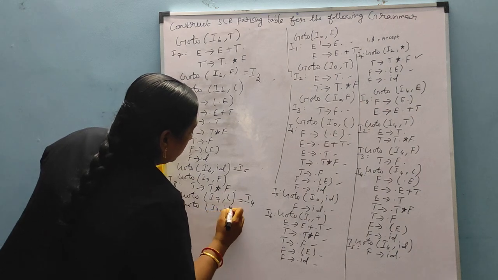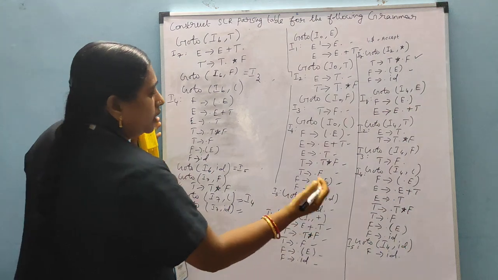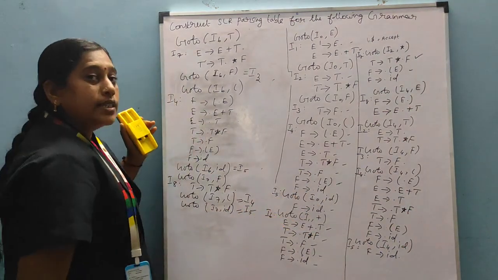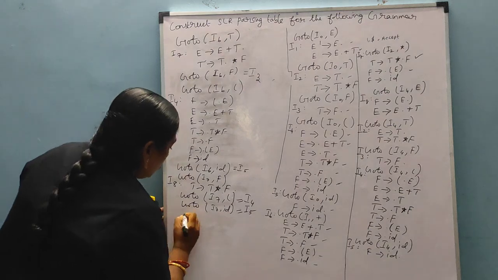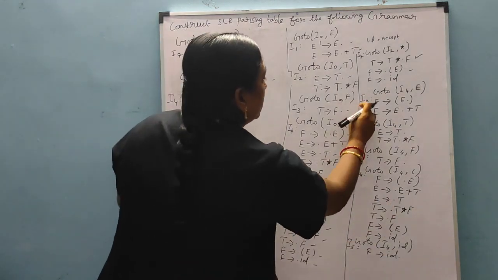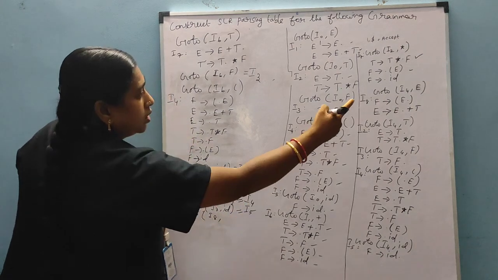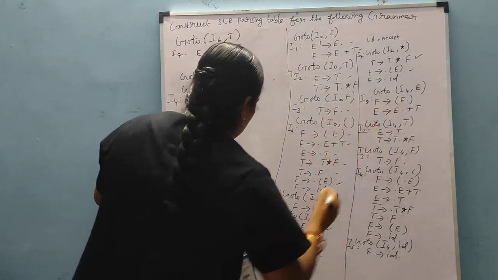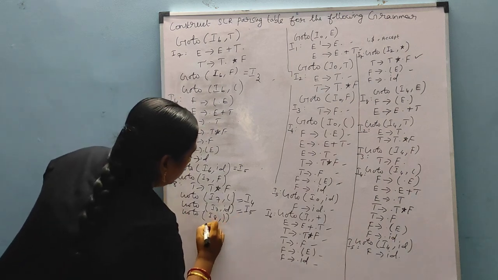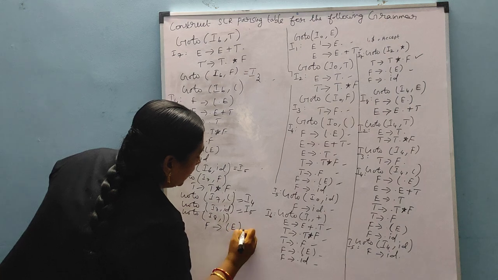I7 comma ID. What is the state? F tends to ID dot, which one does that replicate? I5 state. So directly I am writing the result as I5. So next one, go to I7 completed. Now I8 state. I8 comma close bracket. That is a terminal value. So now I am moving this one. F tends to open bracket E close bracket dot.